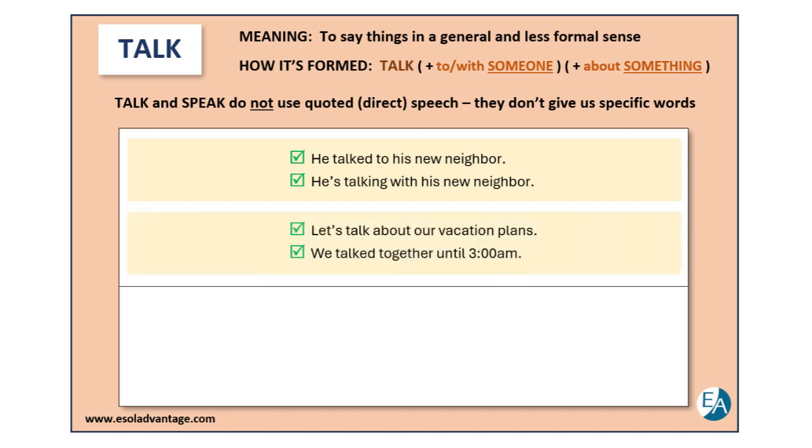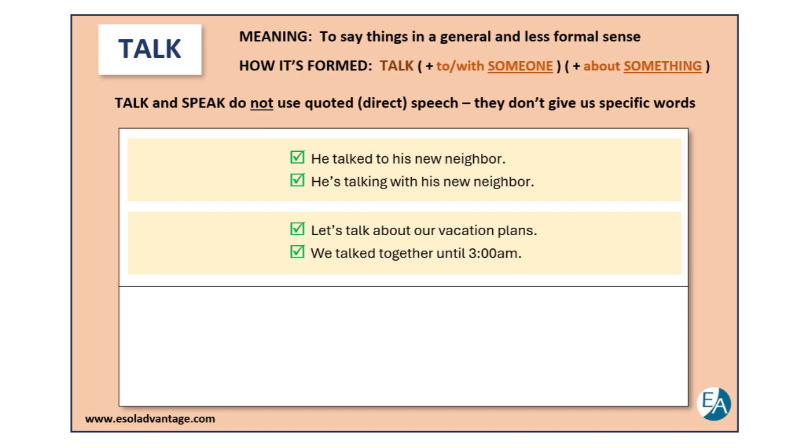Let's talk about our vacation plans. Or we talked together until 3 a.m. Notice that the first sentence doesn't include the someone. All the focus is on the something. We talked about our vacation plans. It's general. There's no specific information here, and there's certainly no quotation here. General information about our vacation plans.